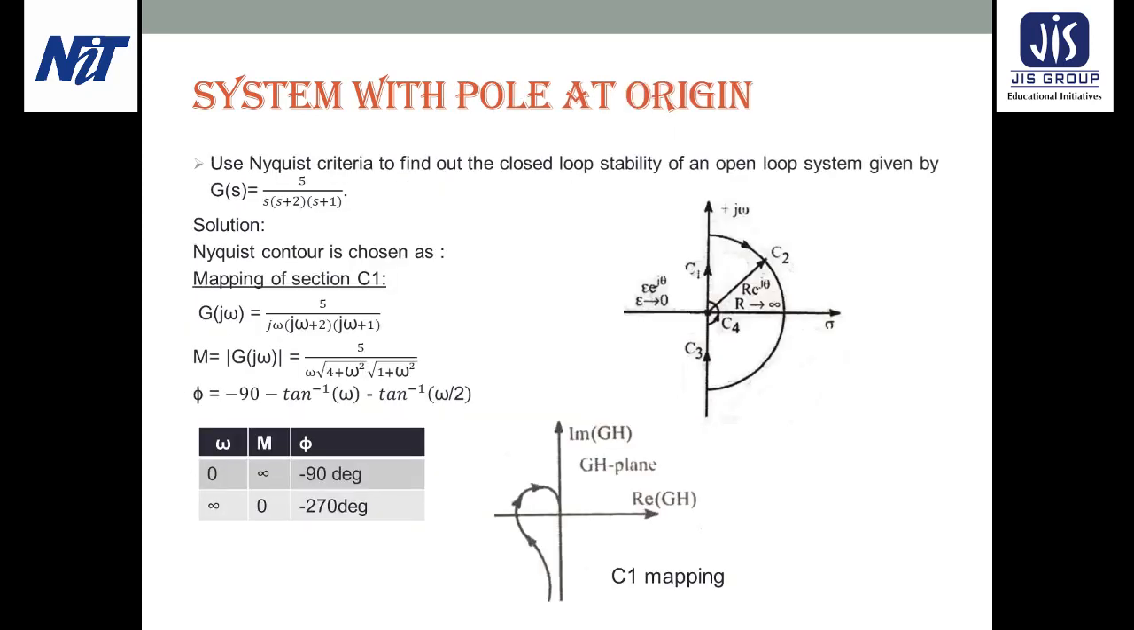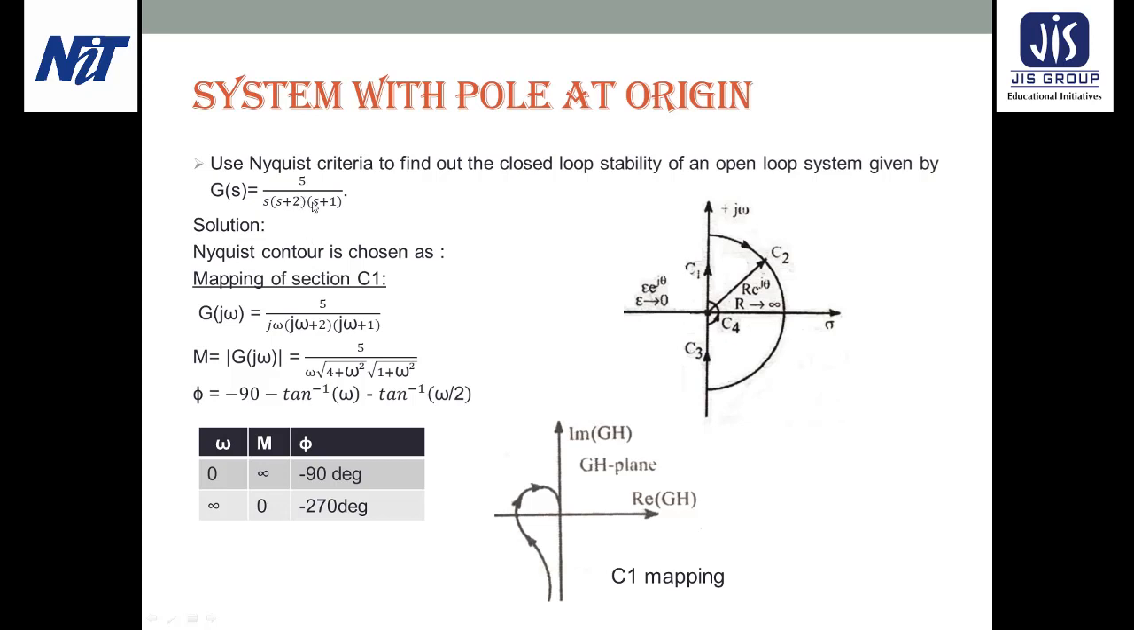So let's take another example where the system has only one pole at the origin. Here also we need to find the closed loop system stability from the given open loop system G(s) equal to 5 by s into (s plus 1) into (s plus 2), by using the Nyquist criterion. Now here the pole at the origin is located.